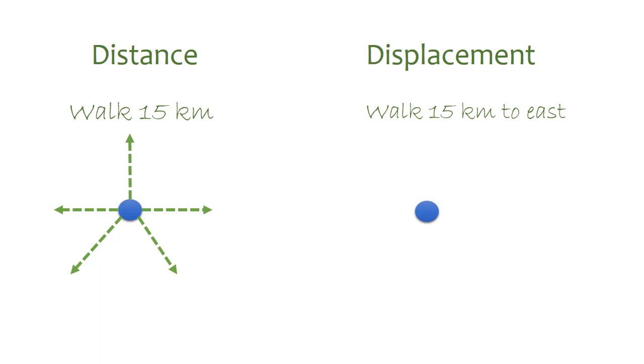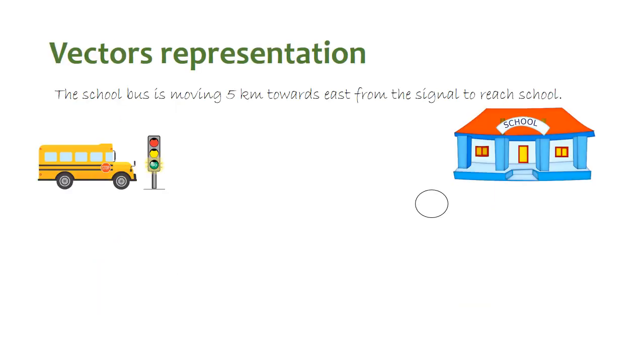If you see the other example, that is walk 15 km to east, you would be able to reach your destination. So in this way, you have been given complete direction, and you would be able to trace your location quite easily without any confusion. So that is why we have vector representation. It is very important for us to describe a motion with the help of a vector diagram in a graph.